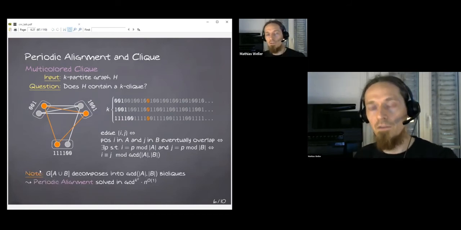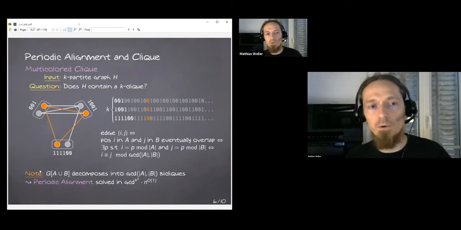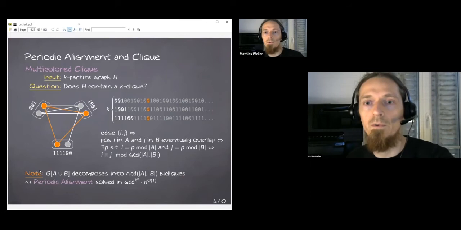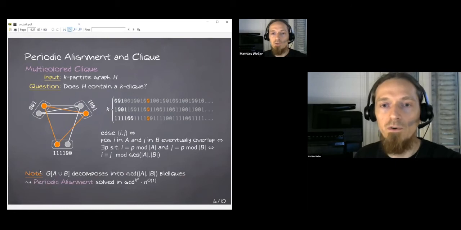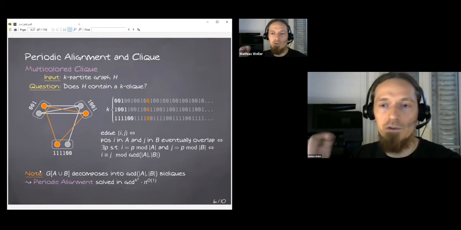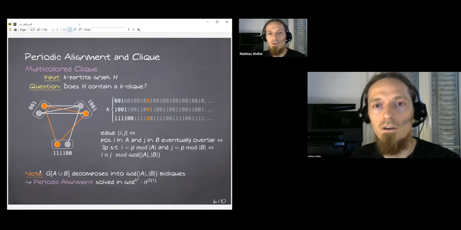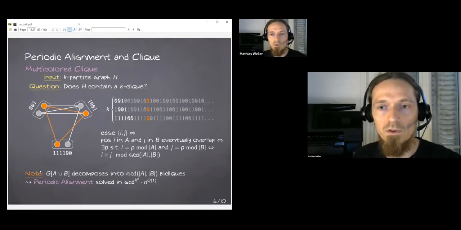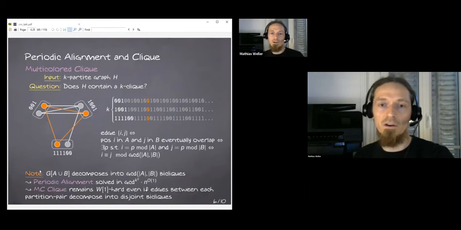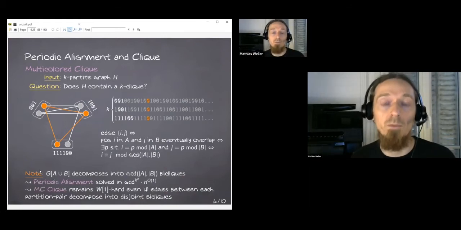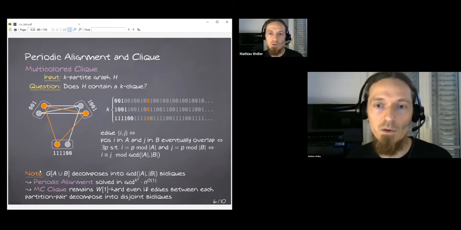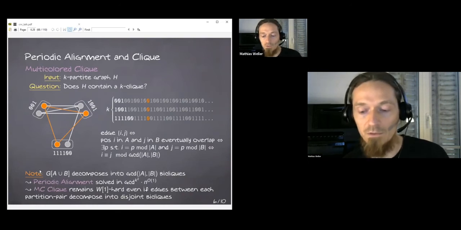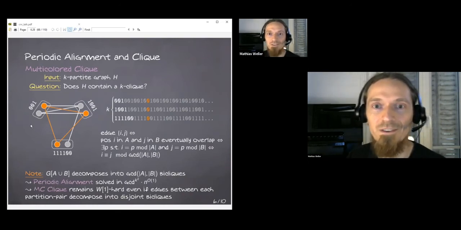In particular, a thing to note is that for each 2 partitions, the edges between them decompose into GCD many bicliques, which means that we can just pick for all pairs of partitions one of the bicliques between them, and this will basically solve the clique instance. Because of this equivalence, multicolored clique as a problem remains W1 hard, even if between each 2 partitions, the edges decompose into vertex-disjoint bicliques, which I found super bizarre and interesting, but a standalone result.